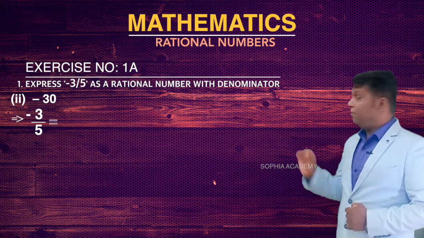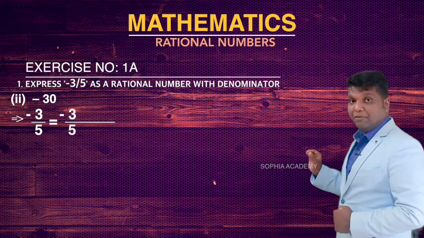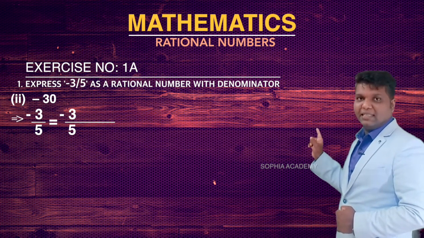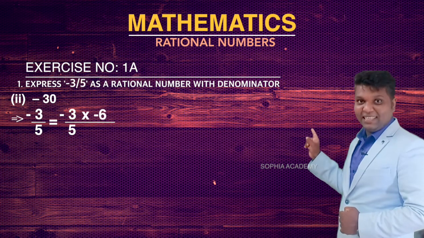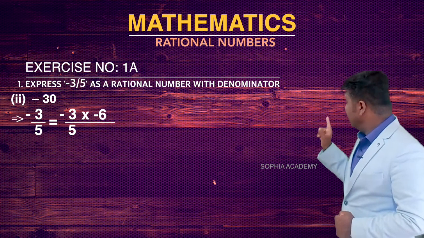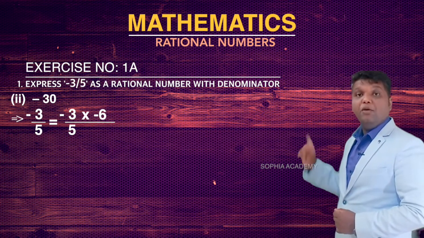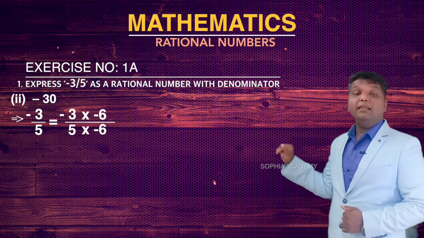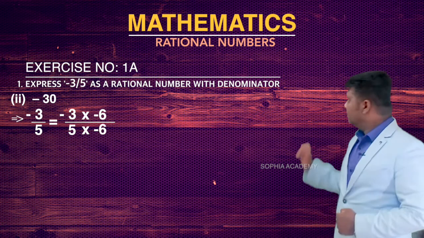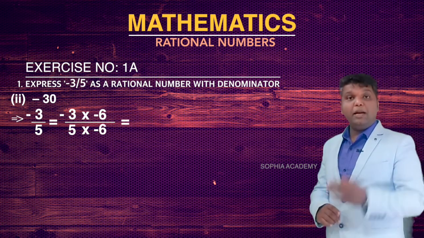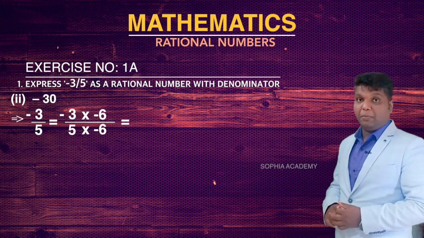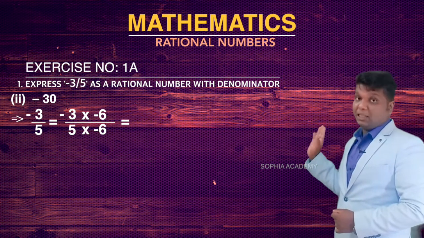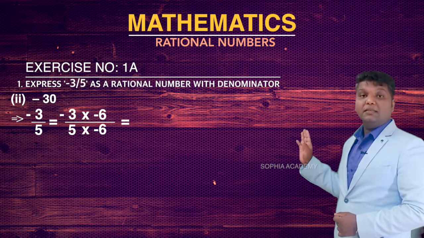Minus 3 by 5 is equal to minus 3 by 5, in the numerator part, minus 3 into minus 6, right? Minus 3 into minus 6 divided by, what is the denominator there? 5. 5 into minus 6, which means we multiply the numerator and the denominator by minus 6. That's equal to. Now tell me, in the numerator part it is minus 3 into minus 6. Minus into minus is plus. 3 into 6, it is 18.